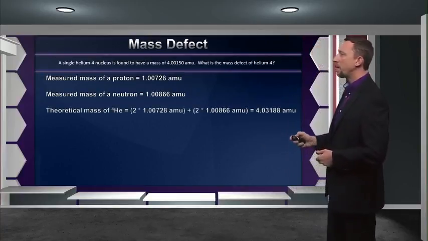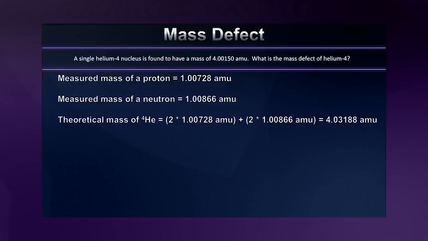Right? So my theoretical mass for my alpha particle is simply 2 times the mass of a proton plus 2 times the mass of a neutron, giving me 4.03118 atomic mass units. That sounds pretty simple. However, when the mass of that nucleus is actually measured using a mass spectrometer, we find that it's only 4.00150 atomic mass units. That's too light. And that is the mass defect.